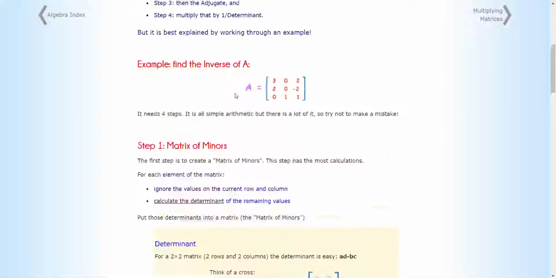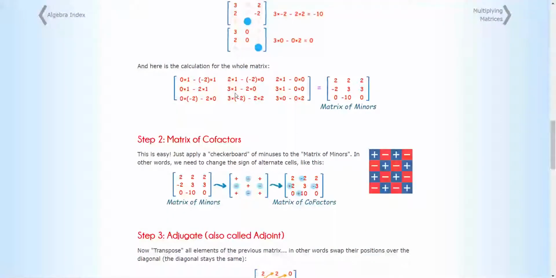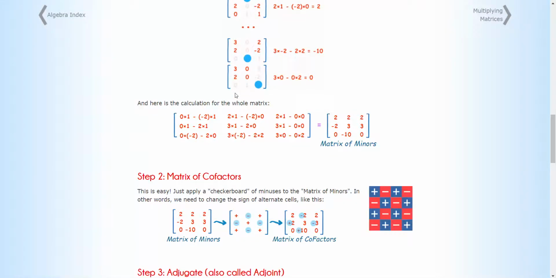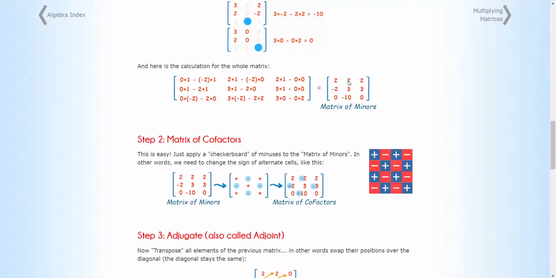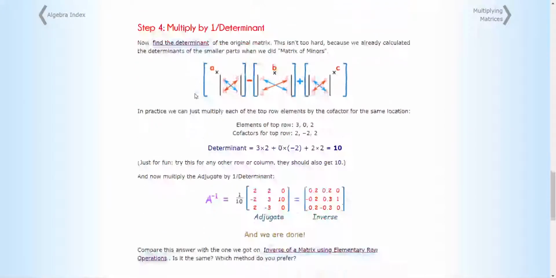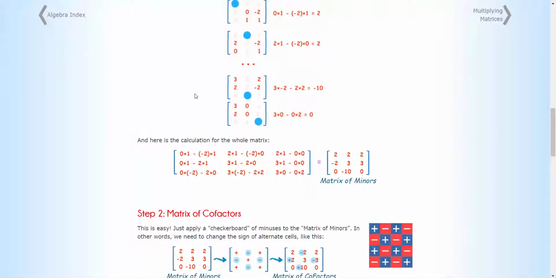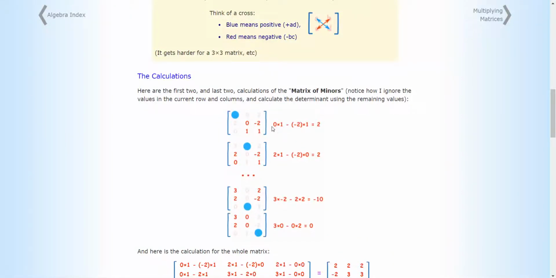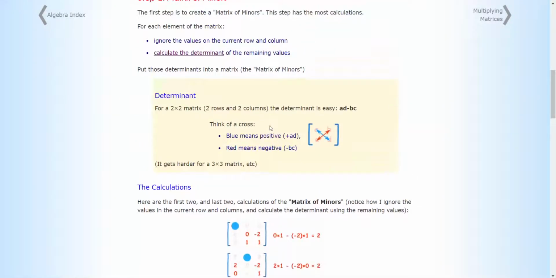So you have the original matrix of 3, 0, 2, 3, 0, 2. Each of the values here would be the determinants. This is the determinant of a matrix, and then you would change the sign on each of these values, and then you transpose, and then you multiply. So this is just a matrix of determinants, as you call it.